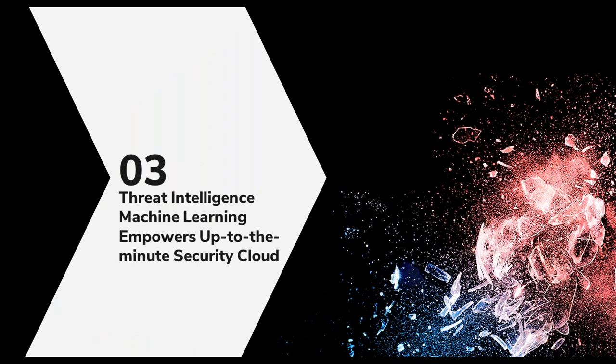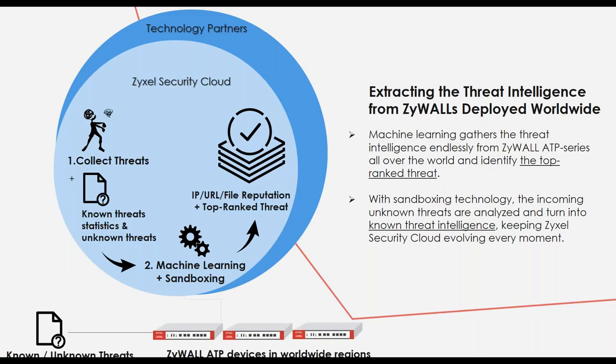Then we want to talk about some of the updates to threat intelligence and machine learning, and basically how that empowers up-to-the-minute security cloud features. So all these threats are coming in and are being analyzed by the security cloud using machine learning and sandboxing technologies. Any unknown threats go into the sandbox, where they're taken apart in a safe and secure way. They don't go anywhere near the ATP device on premise.